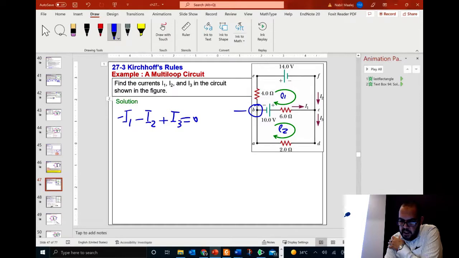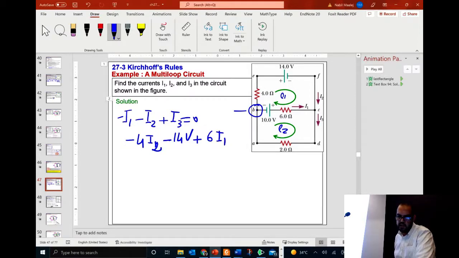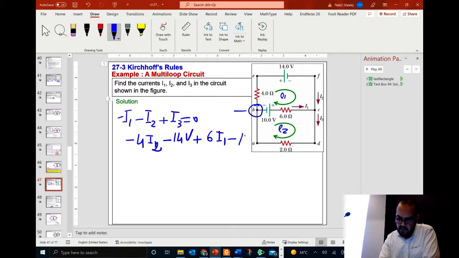For the loop, let's start with loop 1. Let's start at point B. We're going through the resistance in the same direction as the current, so minus 4I2. Then we're going through the 14 volts at the positive terminal, so minus 14 volts. Then we're going through the 6 ohm resistance in the opposite direction of the current, so plus 6I1. Then we're going through the 10-volt battery at the positive terminal, so minus 10 volts. We went back to the same point now, so this is equal to 0. That's my loop equation.